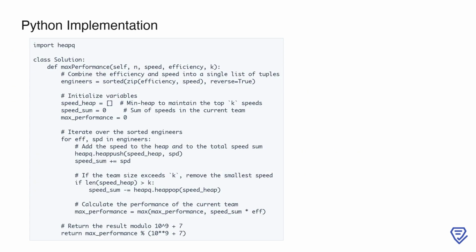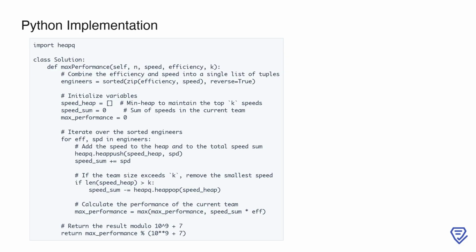This Python implementation solves the problem of maximizing the performance of a team. The input consists of n engineers, each with a given speed and efficiency, and a limit k on the number of engineers allowed in the team. The goal is to maximize the performance of the team, calculated as the product of the sum of the speeds and the minimum efficiency among the selected engineers.